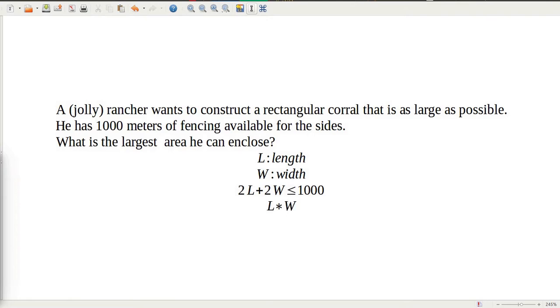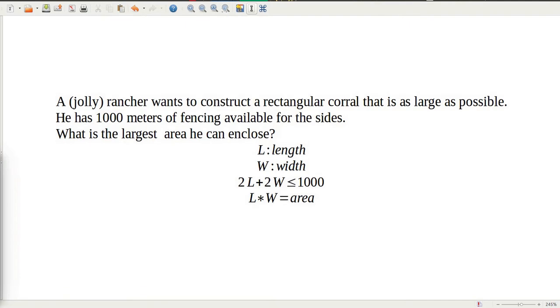The second equation would be for the area, which we want to be the greatest possible. We would write this as L times W equals area. Because we know the area of a rectangle can be found by multiplying its length and its width.